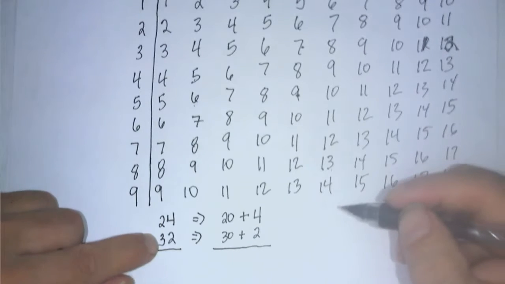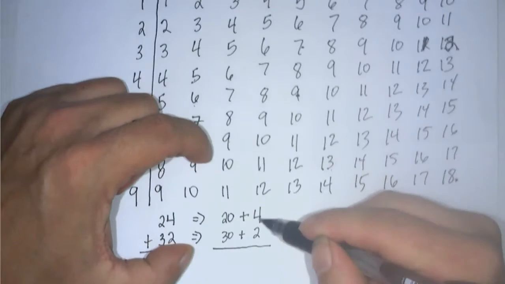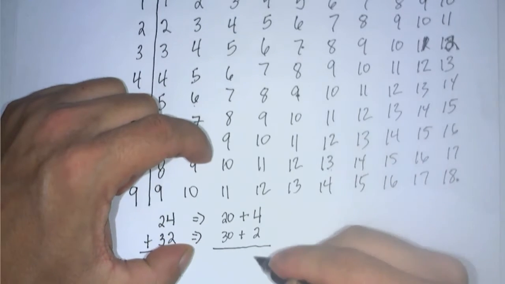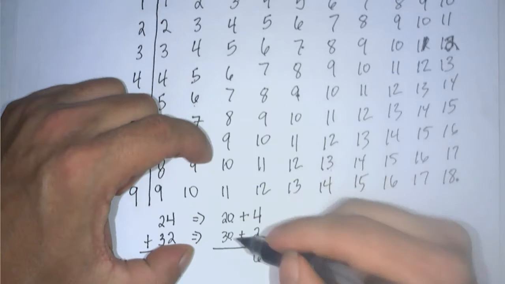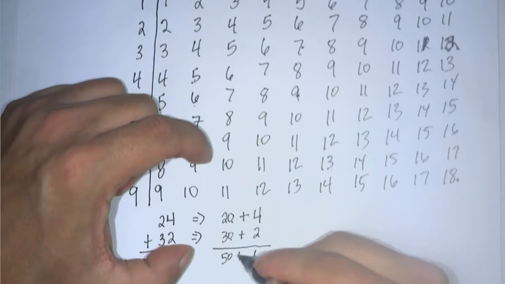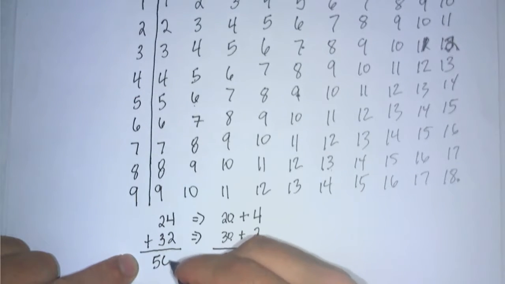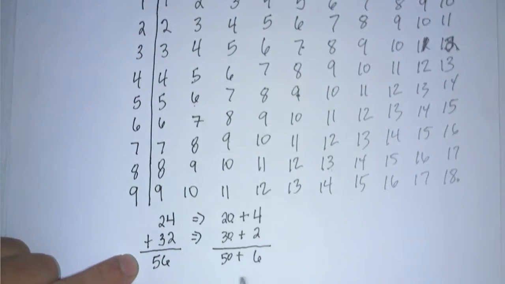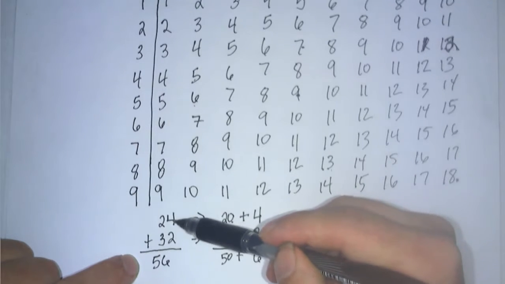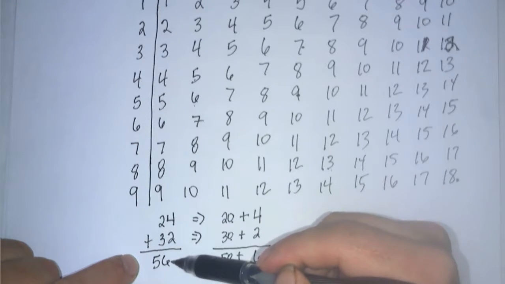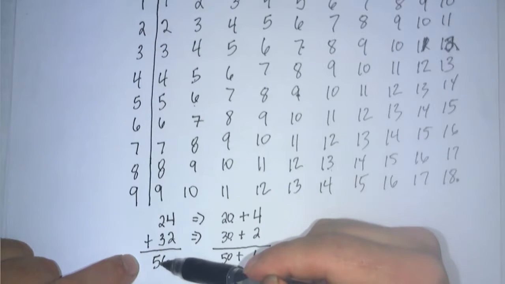So we can add these one place value at a time. We'd have 4 plus 2 is 6, and 20 plus 30 is 50, and then 50 plus 6 is 56. Therein lies our answer. Now, of course, we don't write this out every time, but when we do the shortcut version, we're actually doing this. We add column place value at a time. 4 plus 2 is 6 in the ones place. 2 plus 3 is 5 in the tens place.